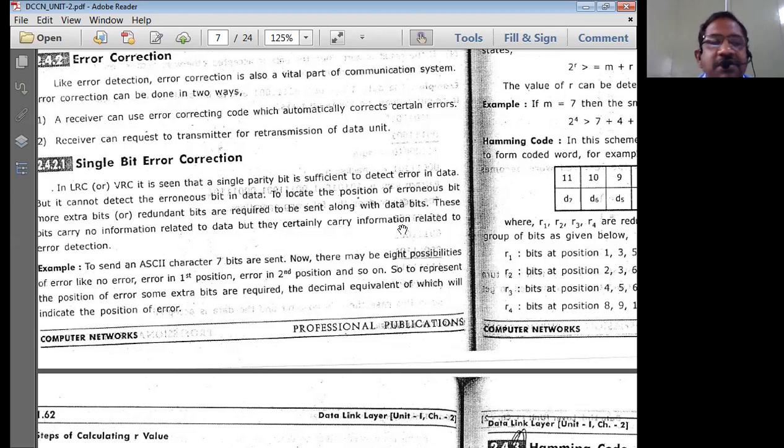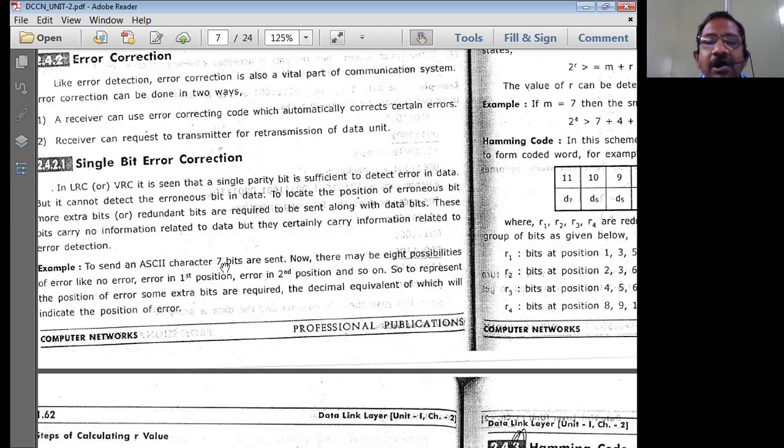data bits transmitted. So let us go with an example now. Let us imagine that we want to send an ASCII character which is going to have 7 bits. Now there may be 8 possibilities of errors. So what are the 8 possibilities of errors? These 7 bits are going to have bit number 1 to bit number 7, so 7 errors are going to be there. Apart from this, if there is no error, then it should say that there is no error.